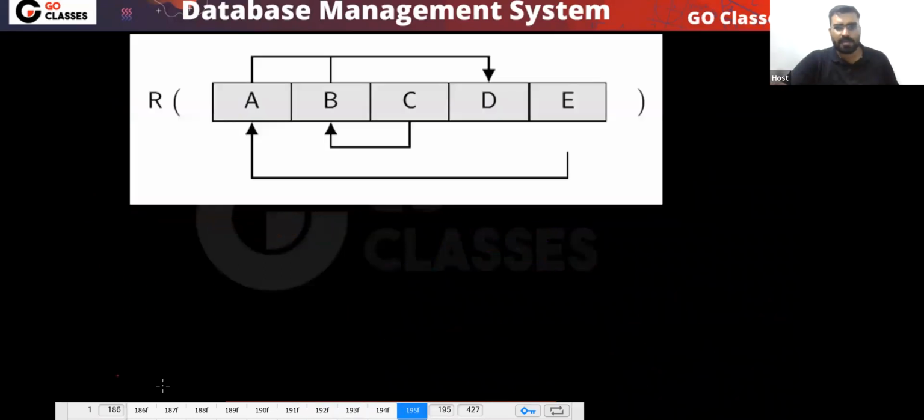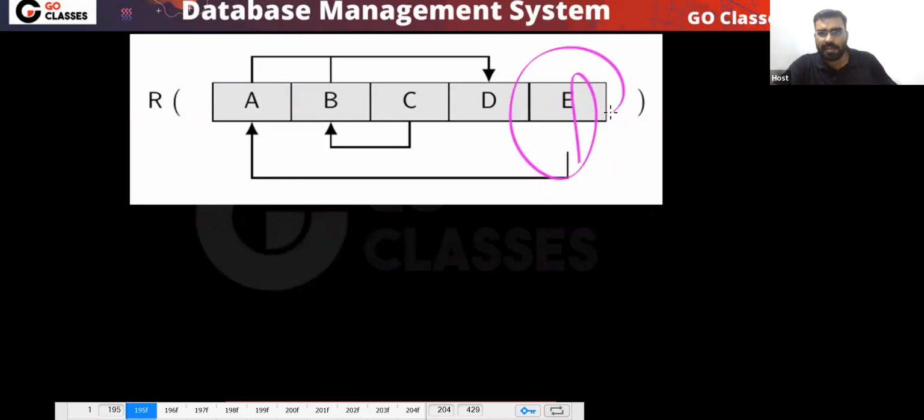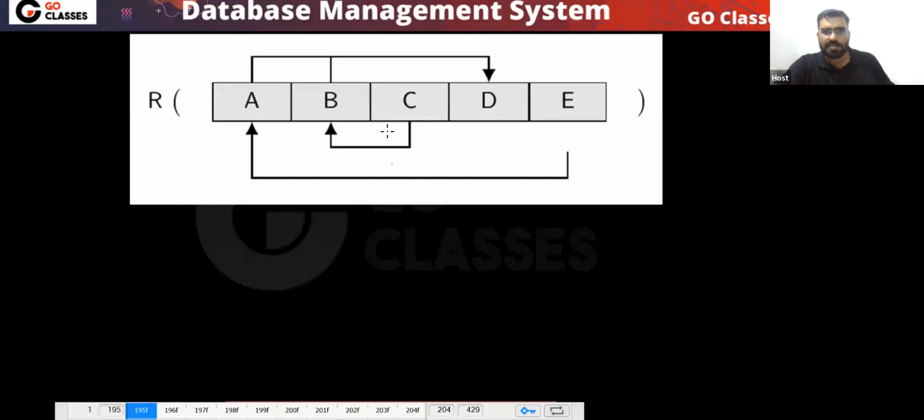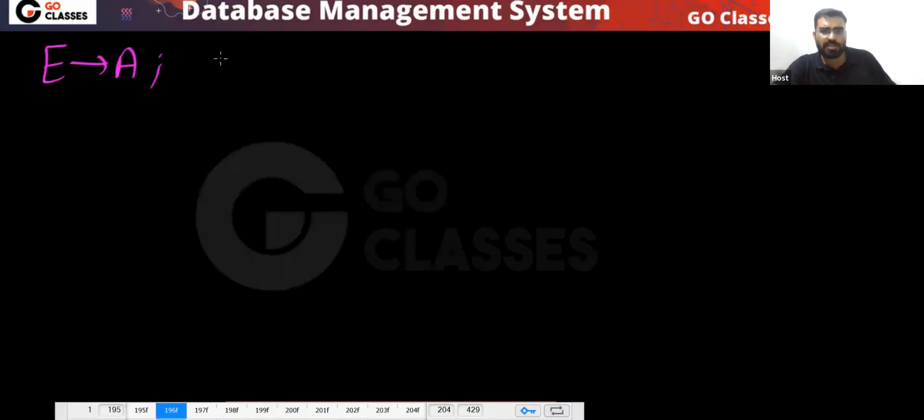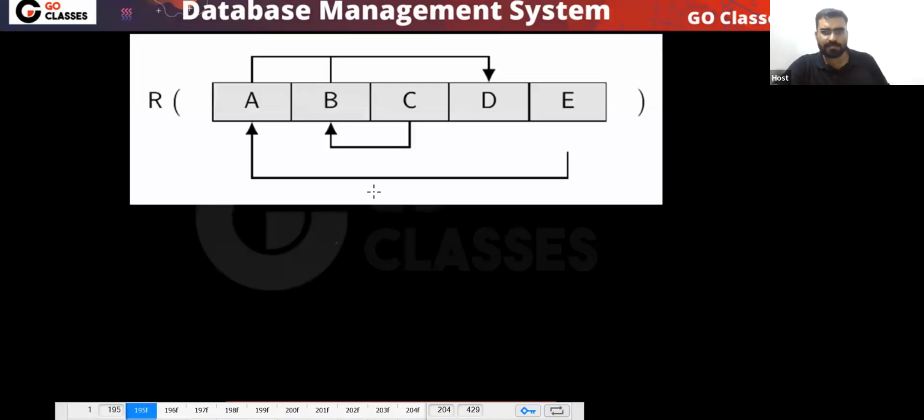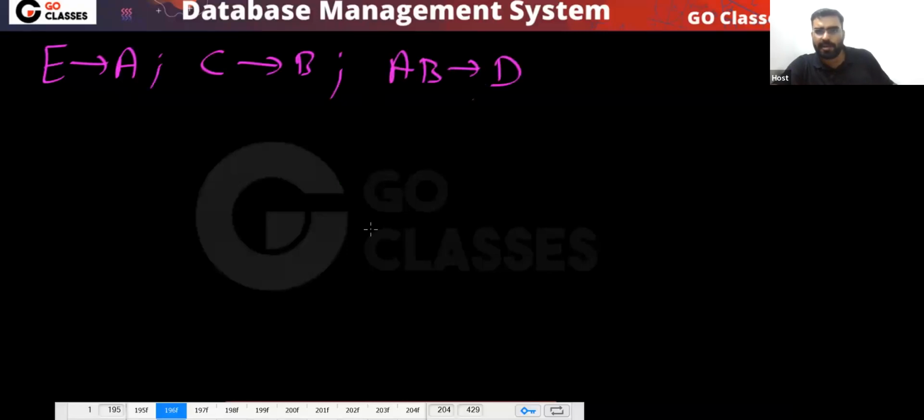Let's see this example. Consider this one. What are the functional dependencies? First, you write all the functional dependencies. You can notice E determines A, correct? These are the functional dependencies. E determines A. What else? C determines B. What else? AB determines D.